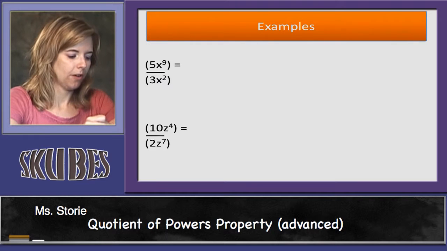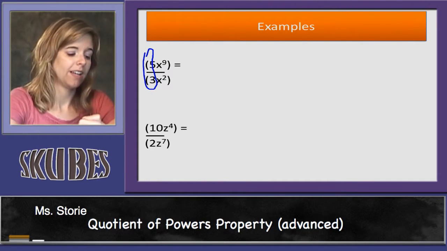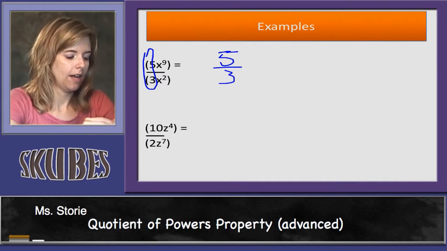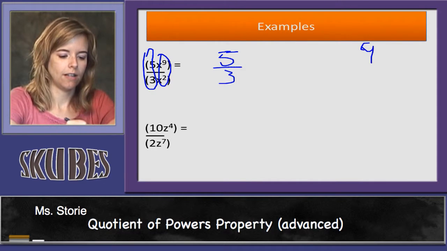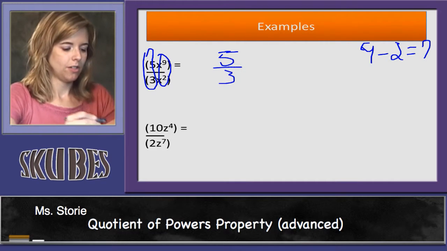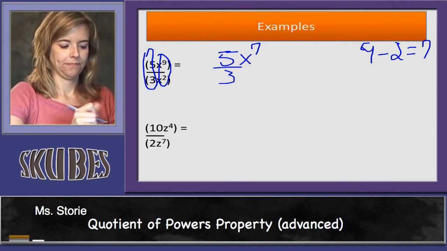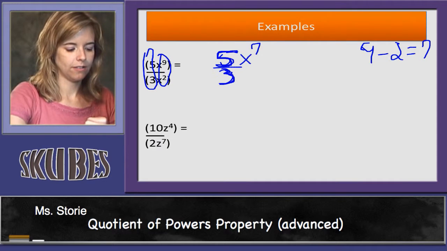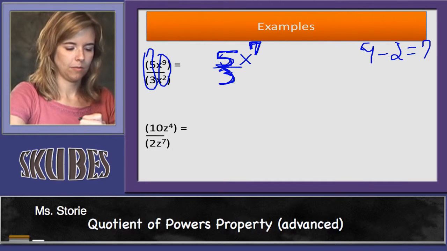So let's try some. First things first, look at your coefficients. They're going to follow the rules. You're going to take 5 and divide it by 3. You're going to get a really painful decimal number, so you can just leave it as a fraction. That's okay. And then you have your exponents, which you're going to subtract. So you're going to take 9 and take away 2, which should give you 7. So you're actually going to have 5/3 and then x to the 7th. Again, you divided those coefficients, 5 over 3, just leave it as an improper fraction, and you subtracted your exponents. So you had 9 minus 2.